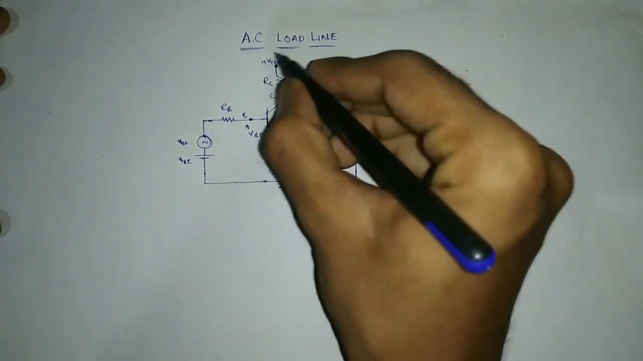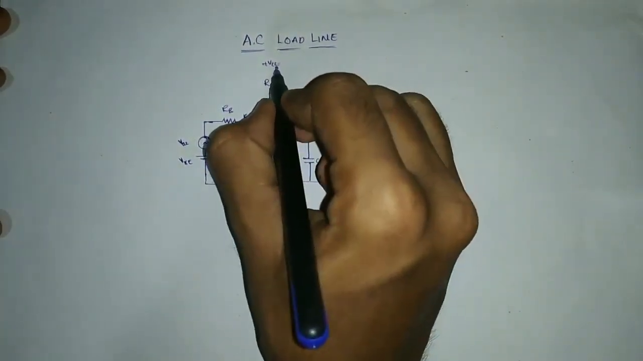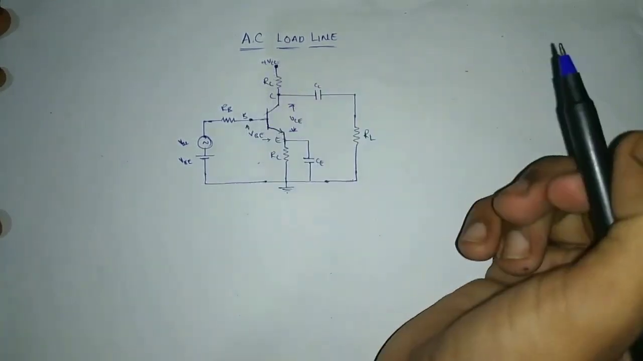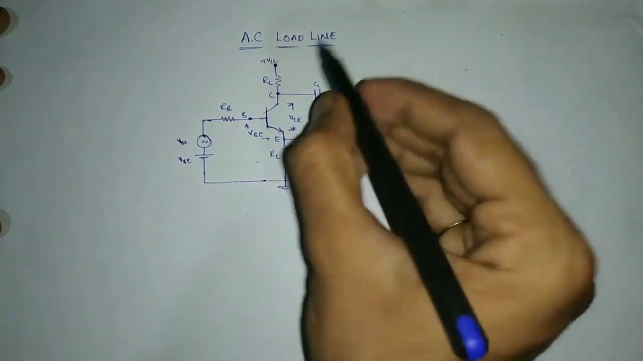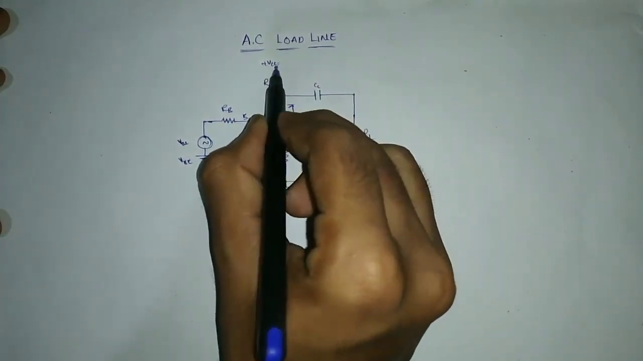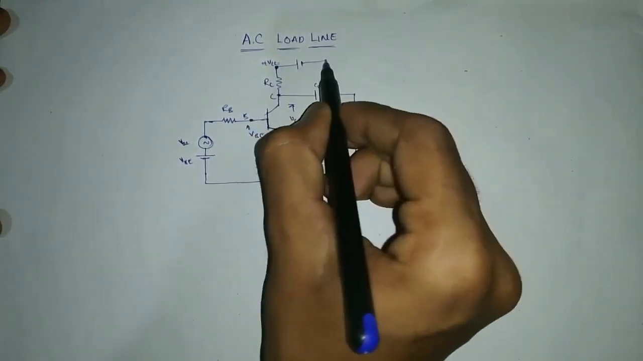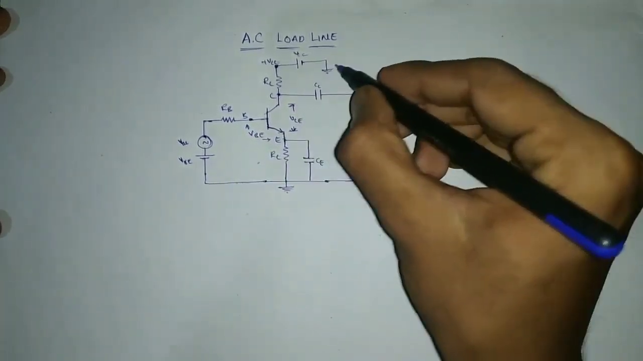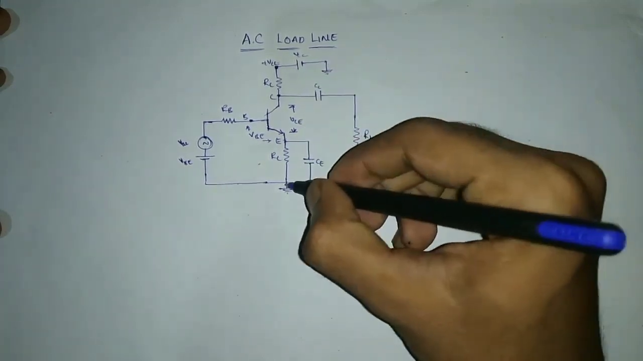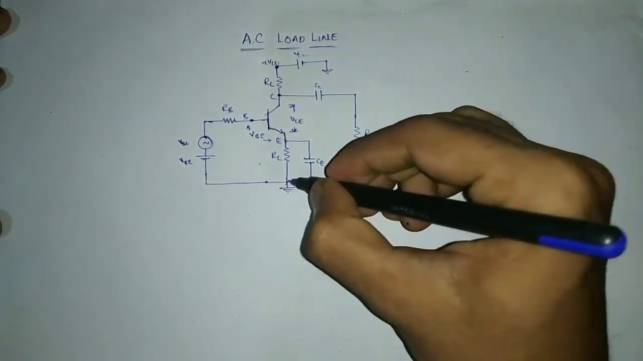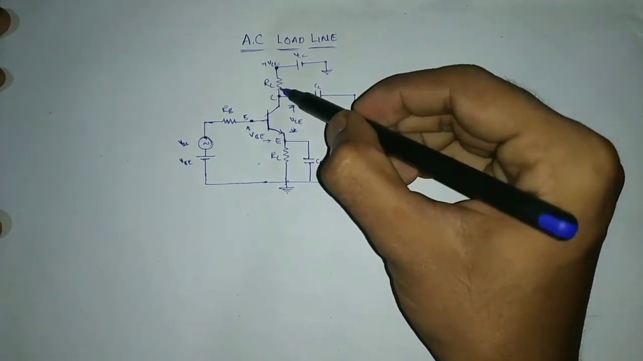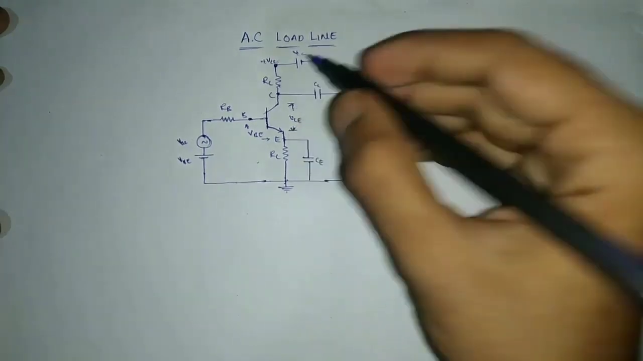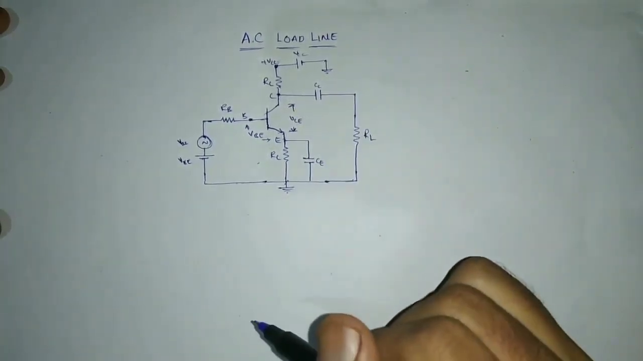If we analyze this loop, we can connect this RC to VCC and the other to ground. This will be VCC, and this battery's other end is connected to ground and the RL is connected to ground. Now let us assume that these two branches are parallel to each other. These two resistors are parallel.